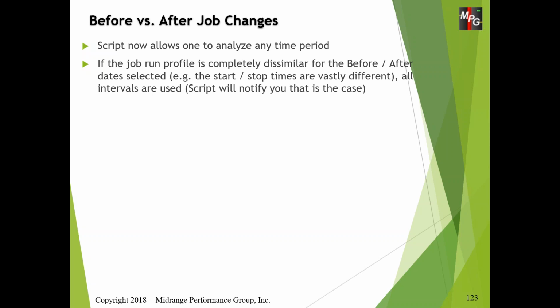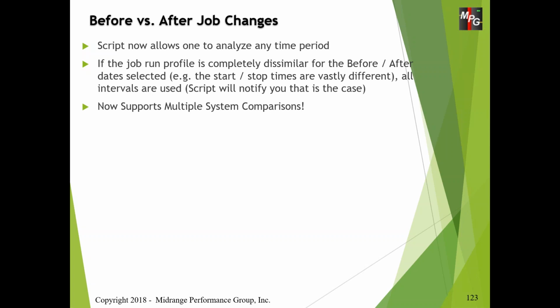We'll tell you when we see vastly different, I call them profiles, job run profiles. If that's the case, the script will say, hey, these are kind of different job profiles. We're going to show you all intervals. So the script is smart enough that if things are not 8 to 5 on both job sides, we'll just show it all.